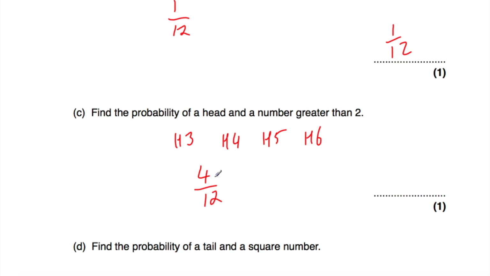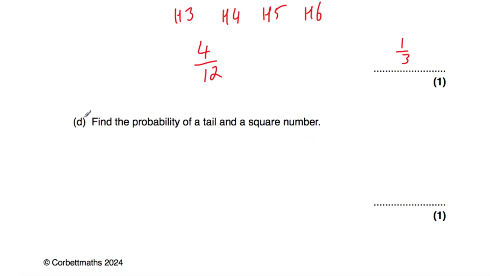We could write 4/12 here, or we could cancel it down. Both of these numbers are divisible by 4, so we could just divide both of them by 4 to get 1/3. We weren't asked to cancel it down, so if you wrote 4/12, that's perfectly fine. But I've decided to cancel it down. I've halved them both to get 2/6, and I've halved them again to get 1/3, or I've just divided both of them by 4 to get 1/3.